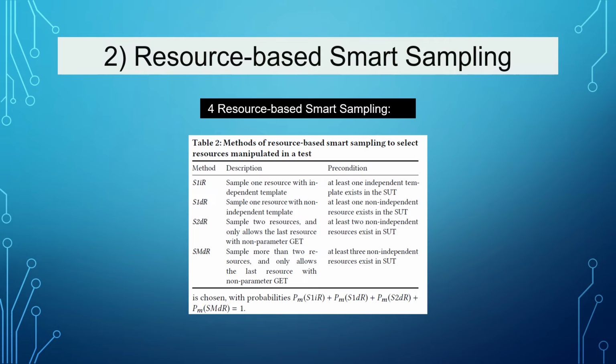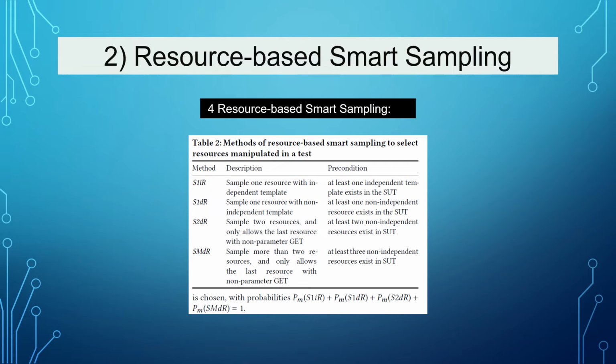There are 4 methods to sample individuals. It enables us to sample tests with different considerations on resources, shown below. S1iR is sample one resource with an independent template, and the precondition is that at least one independent template exists in the system under test. S1dR is sample one resource with a non-independent template. The precondition is at least one non-independent resource exists in the system under test.